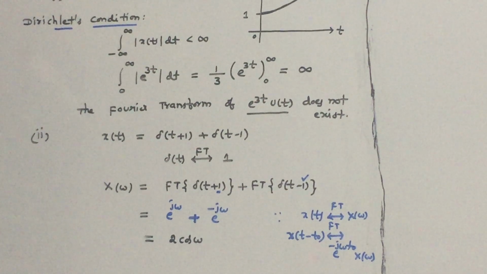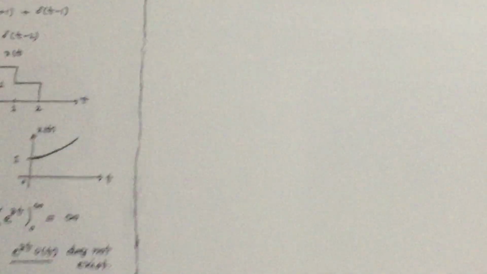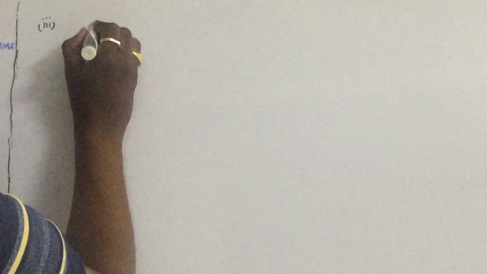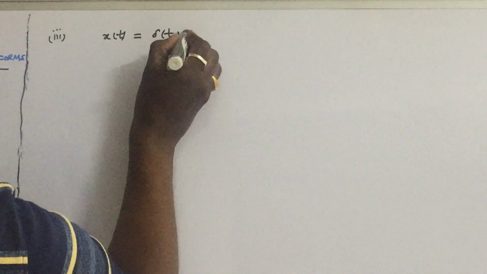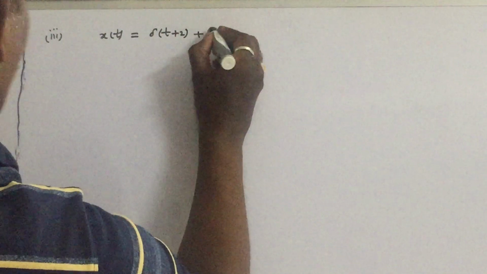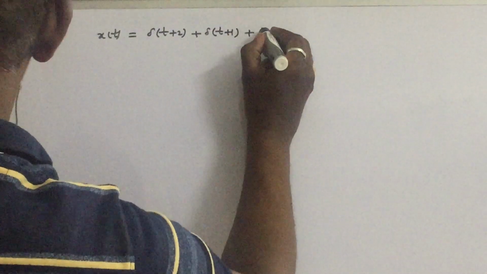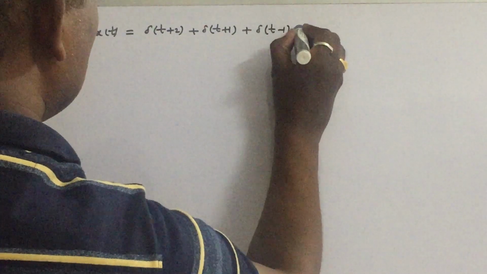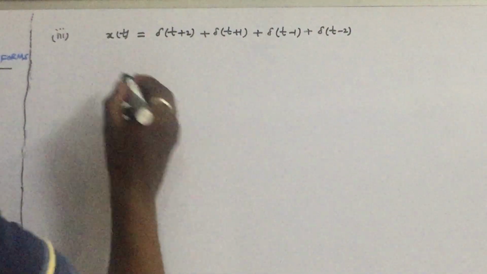So let us see similarly the third example. The third example is given as x of t is equal to del of t plus 2 plus del of t plus 1 plus del of t minus 1 plus del of t minus 2. So let us take Fourier transform on both sides.